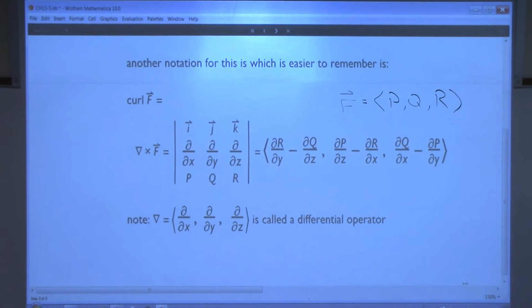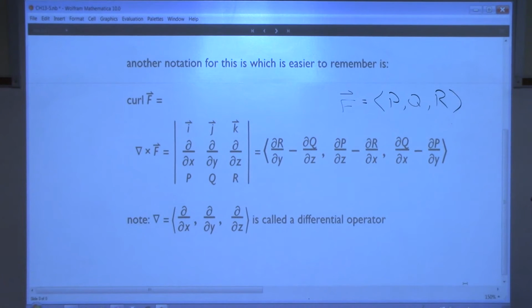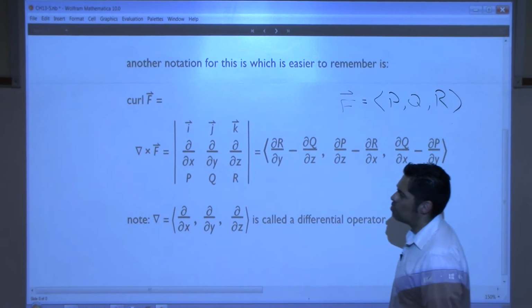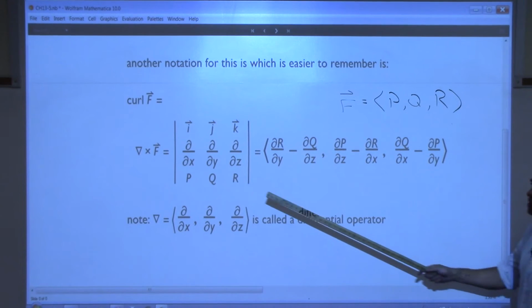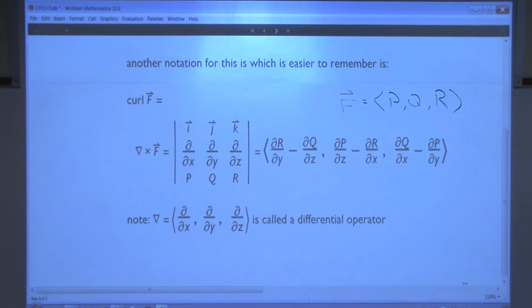Yes? What order? Like del cross f, or f cross del? Doesn't matter, or it can be either way? You should get opposite signs, so this is the order you want to go with. They'll be parallel vectors. They'll be pointing in the opposite direction, though.